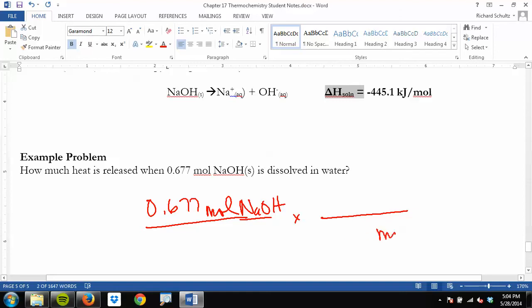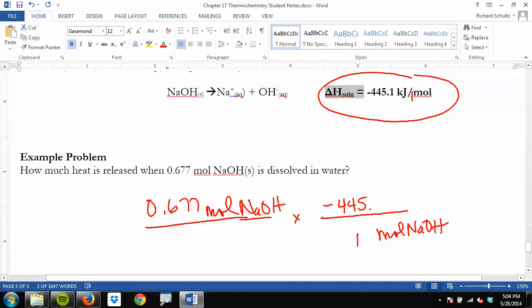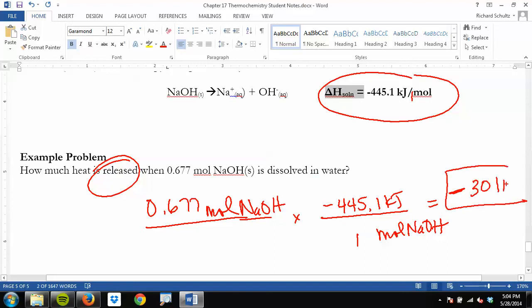So I want to get rid of moles of NaOH. And again, I'm going to use this information that says that 1 mole of NaOH is going to release negative 445.1 kilojoules. So again, since this is releasing energy, we would expect our number to be negative, which it should be based on the way we set up our equation. So 0.677 times 445.1, or negative 445.1, gives you negative 301 kilojoules of energy.